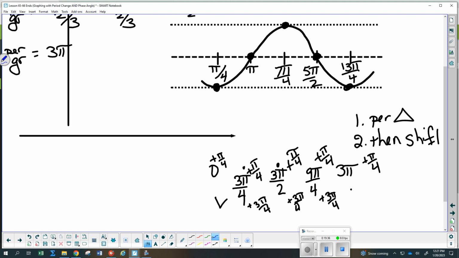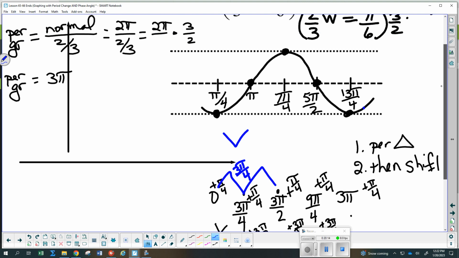Or you figure out the first one is pi over 4, and you figure out these were all, before we did any shift, we had 0, and then we had 3 pi over 4, so they are all 3 pi over 4 apart. Pi over 4 plus 3 pi over 4 is pi, plus 3 pi over 4 is 7 pi over 4, plus 3 pi over 4 is 5 pi over 2, plus 3 pi over 4 is 13 pi over 4. So we figured out the real ones and put them on the graph. All this other stuff was scratch work.